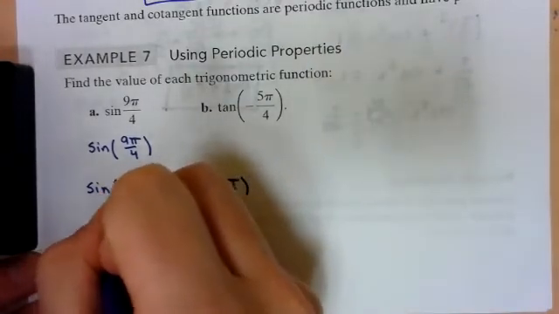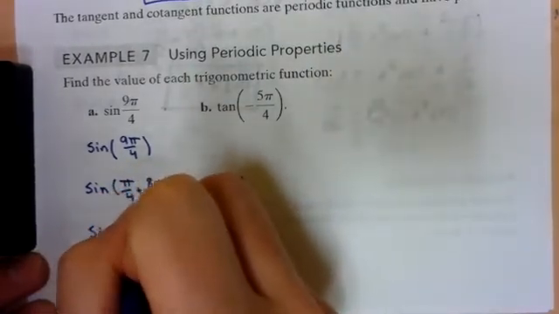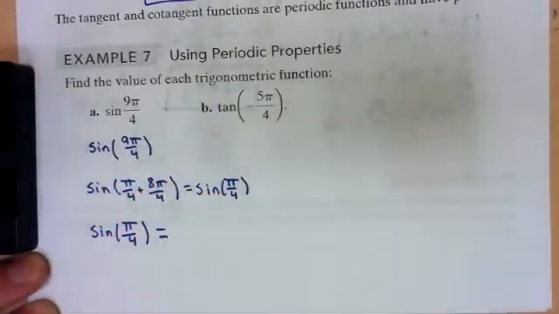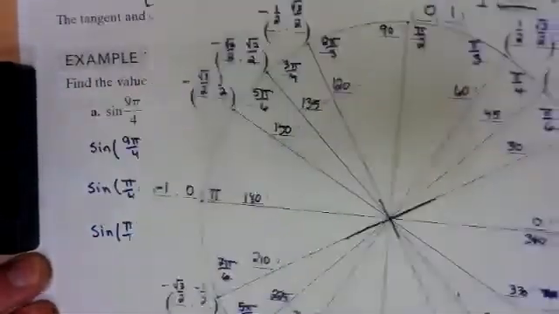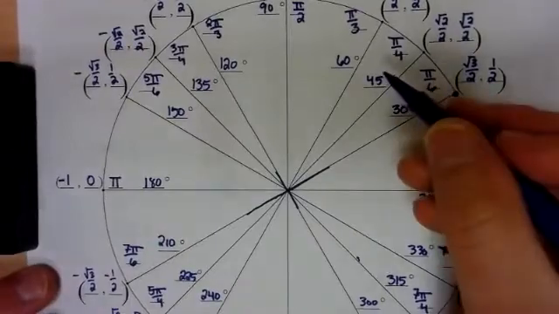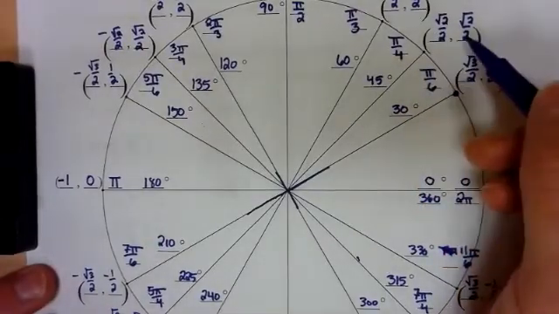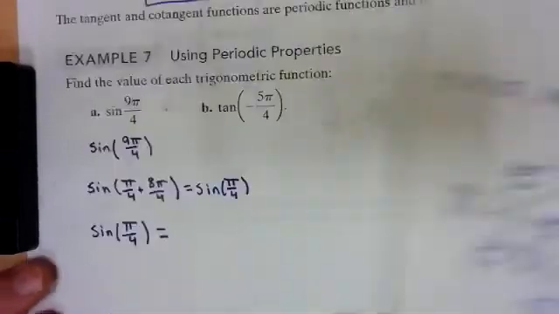So sine of pi over 4, and this time we'll just go ahead and check our unit circle rather than drawing it, although drawing it's always a good exercise. If I go to pi over 4, sine is the y coordinate, which is root 2 over 2. That's also the x coordinate.